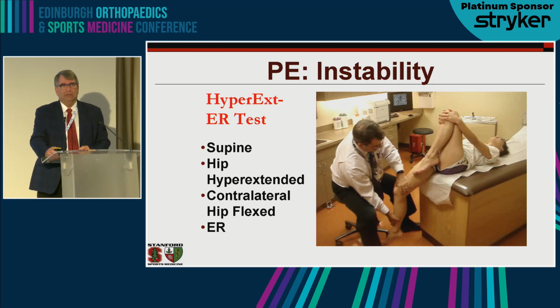So they're hyperextended and you externally rotate. That should cause pain anteriorly for a patient that has instability. The key that I see when people do this wrong is the patient's not far enough towards the end of the table and getting hyperextended.